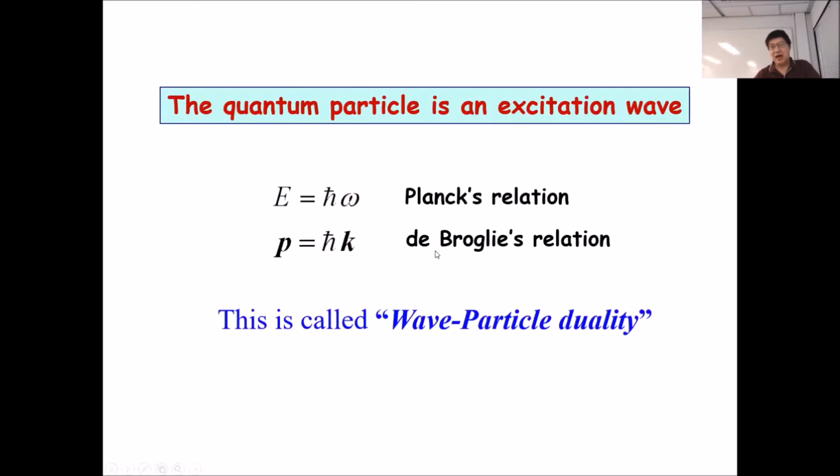And about 20 years after Planck's relation, de Broglie also proposed a relation, now called de Broglie's relation, that the momentum of the particle is related to the wave vector of the wave packet. So 100 years ago, physicists already found out that matter is made up of atoms, which are made up of subatomic particles, and these subatomic particles actually have two properties. One is a particle property, and second, a wave property. This is called wave-particle duality, and the physical basis of wave-particle duality is a very important subject in the study of quantum mechanics today.